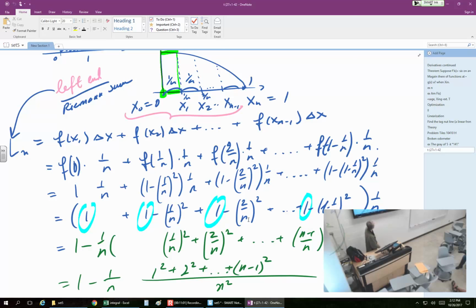We appeal to some kind of summation formula for this. That's right, the finite sums formula: 1 squared plus 2 squared plus ... plus n minus 1 squared. There's a formula for it, and to eliminate the dot dot dot, you need that. Why? Because you need to compute the limit. You cannot compute the limit when you have infinity.